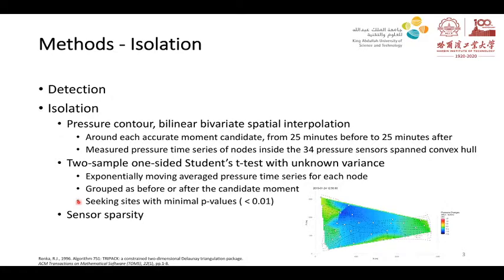So notice that the sensors are sparse. We need to be conservative. Therefore, in this step, we are using real measured pressure data instead of residuals, and we do bilinear instead of bicubic. We do interpolation, but no extrapolation. We do one-sided test of unknown variance, but not two-sided tests with equal variance. And we set a low threshold of 0.01 for p-values.